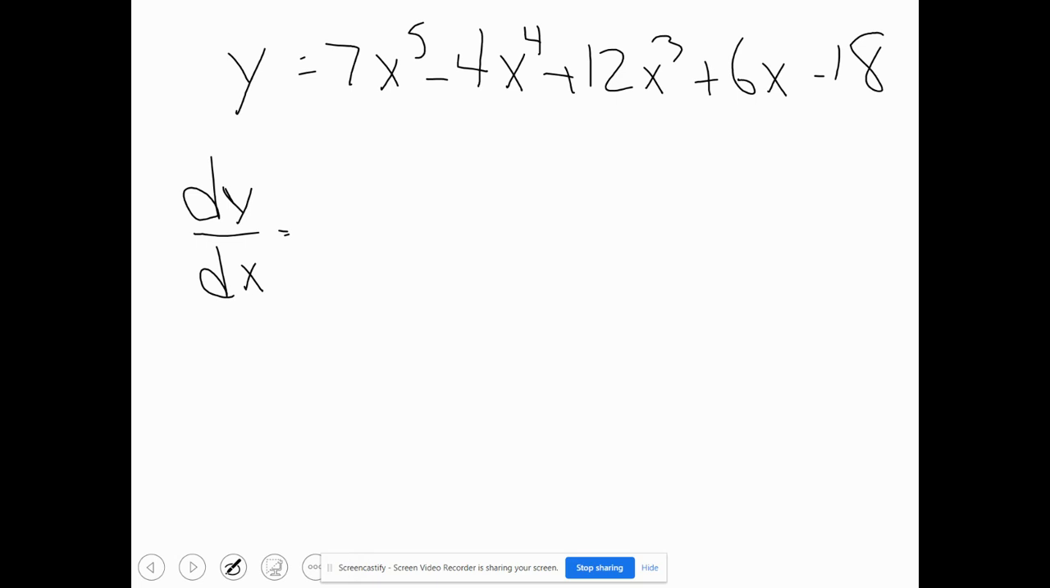Remember, the two ways that you have to find derivatives are either using the definition of a derivative or using the power rule. So the question you've got to ask yourself is, is this set up for the power rule? Can I use the power rule?